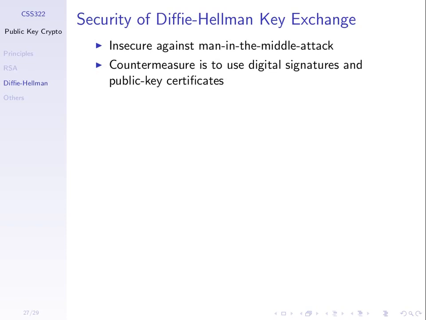Not a meet in the middle. Remember we did double DES and we did the attack of meet in the middle. A man in the middle is different and it's applied for different attacks on different schemes. We can see it in play against the Diffie Hellman key exchange.